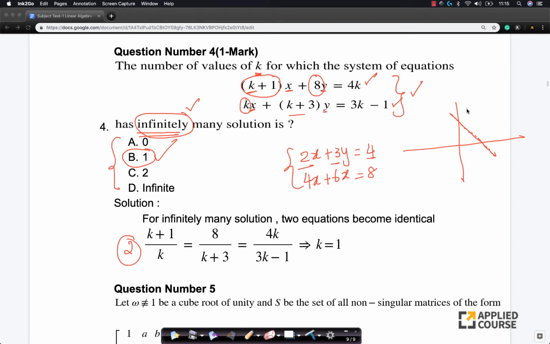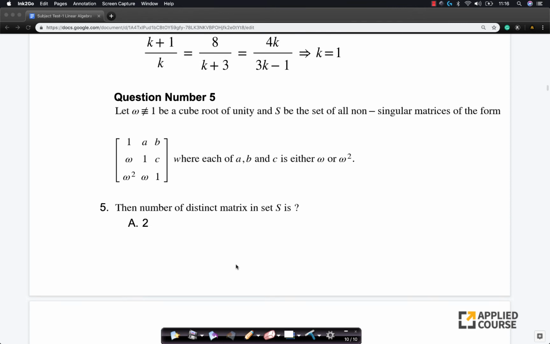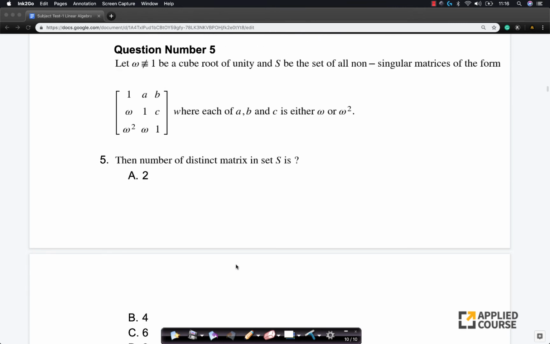The key observation here is, for two lines to be fully overlapping, these ratios of coefficients should exactly be the same. That's all is the observation here. Otherwise, it's a straightforward problem. I hope this gave you a good understanding of how to tackle this problem. Now let's go to question 5.